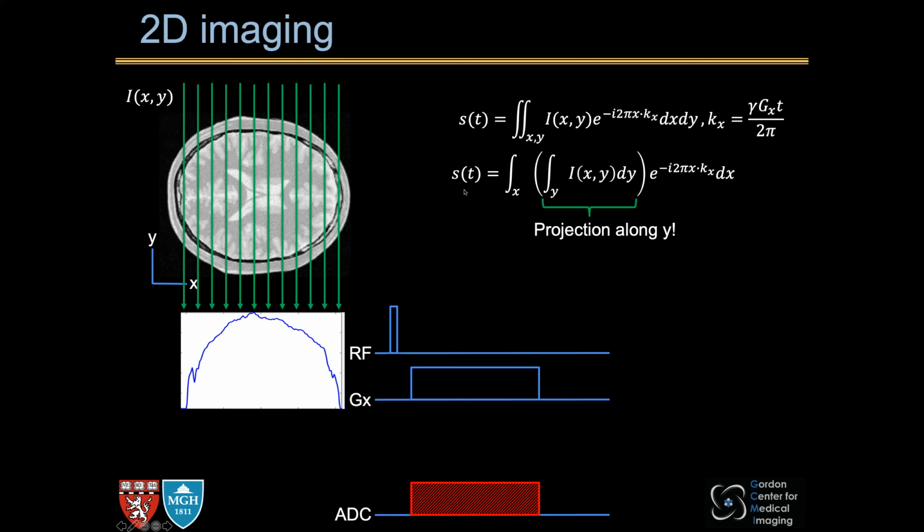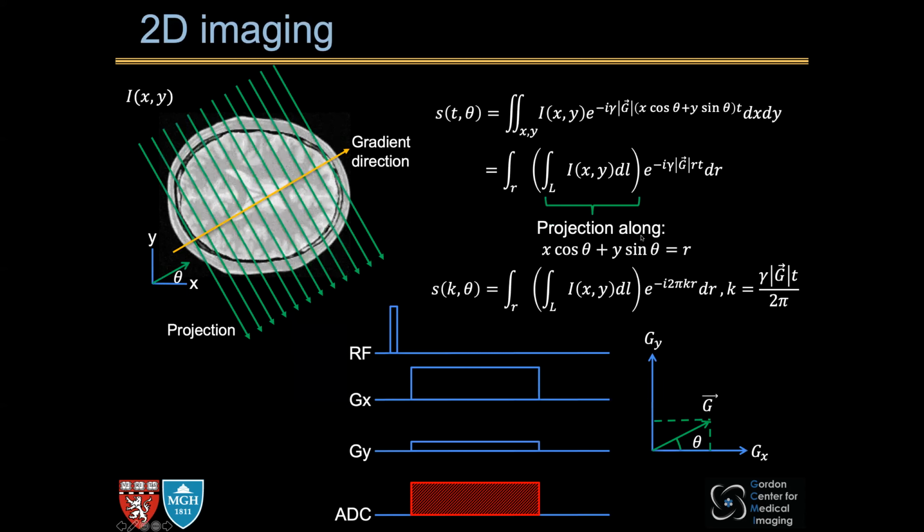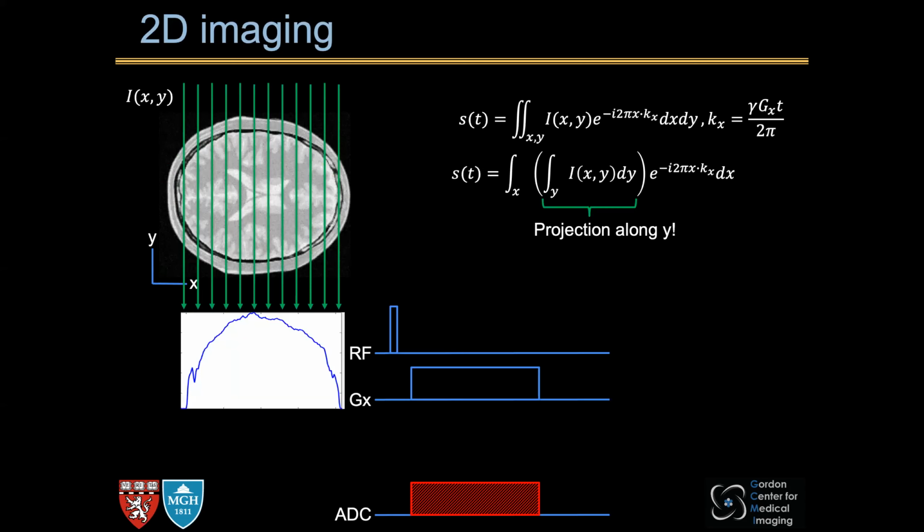So then the received signal is actually the Fourier transform of the projection along y. So now we have some clue on how to perform the experiment. To recap, if we apply a gradient along one direction, the received signal is the Fourier transform of the projection along the direction parallel to the gradient direction. So now the question is, how do we do 2D imaging?